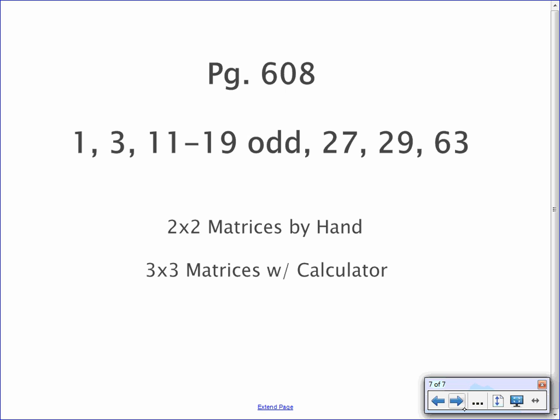Okay, here's your homework. Anything that is a 2x2, you must do by hand, including these systems of equations. Anything that is a 3x3, you're allowed to use your calculator. I did not teach you how to find an inverse of a 3x3 without a calculator. But the 2x2, they must be by hand.